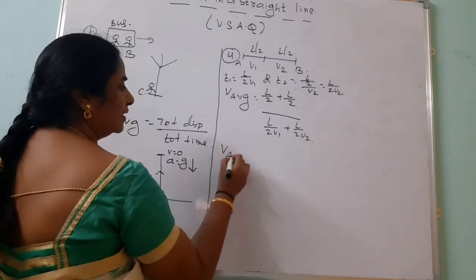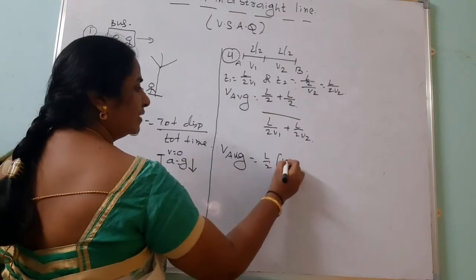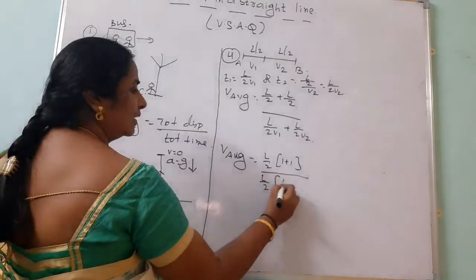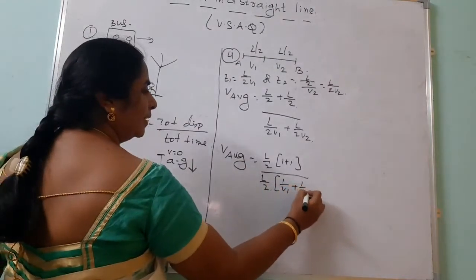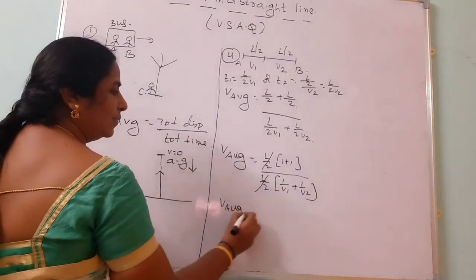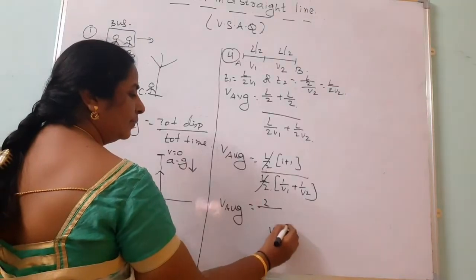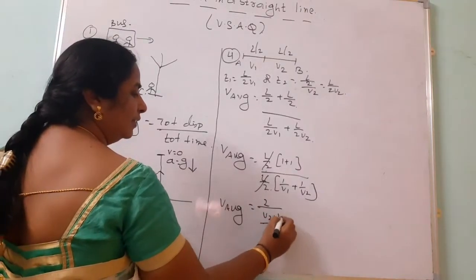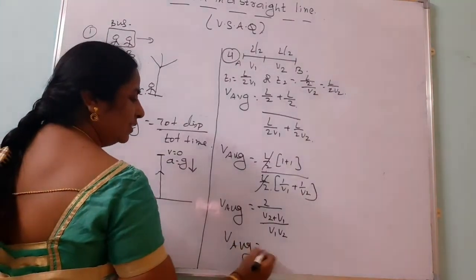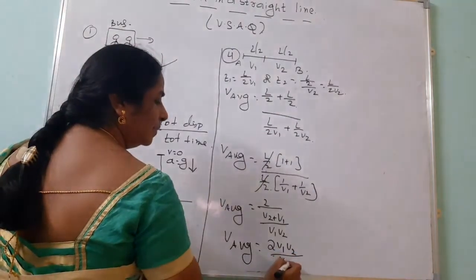Then V average equals, here L by 2 is common: within brackets 1 plus 1. Here also L by 2 is common: within brackets 1 by V1 plus 1 by V2. After simplification, V average equals 2 by, taking the LCM V1 V2, V2 plus V1. You know that A plus B equals B plus A. V average equals, it will reverse, you get 2V1V2 by V1 plus V2.